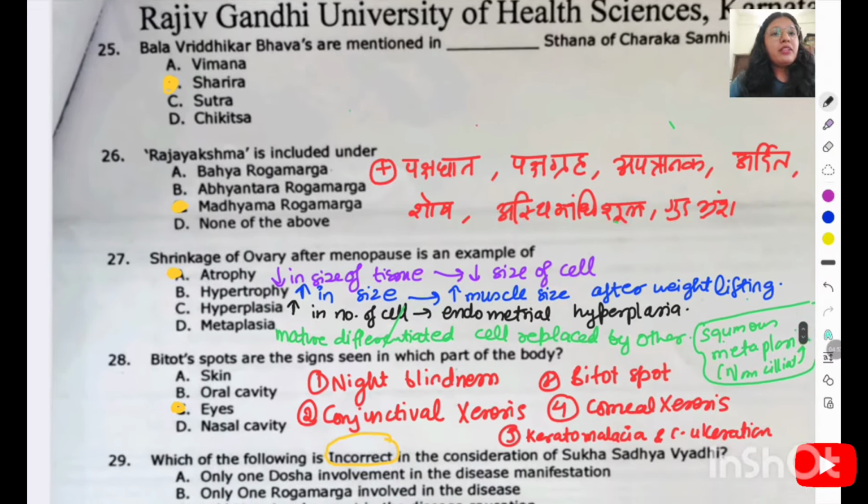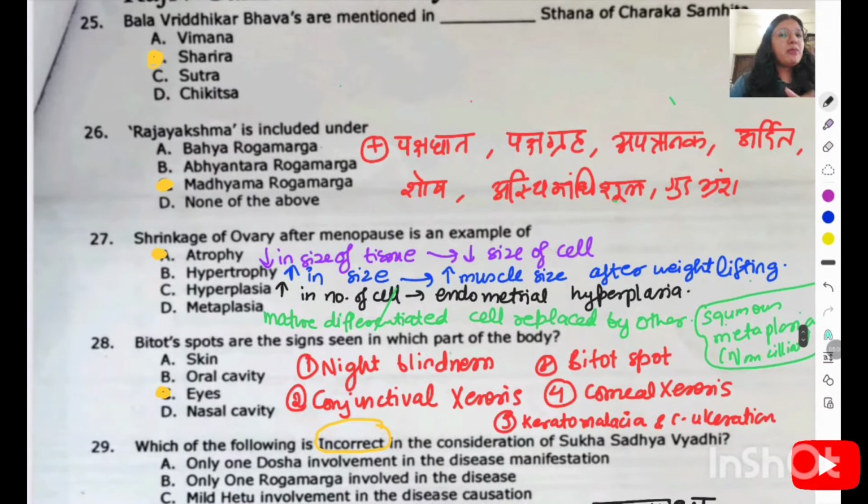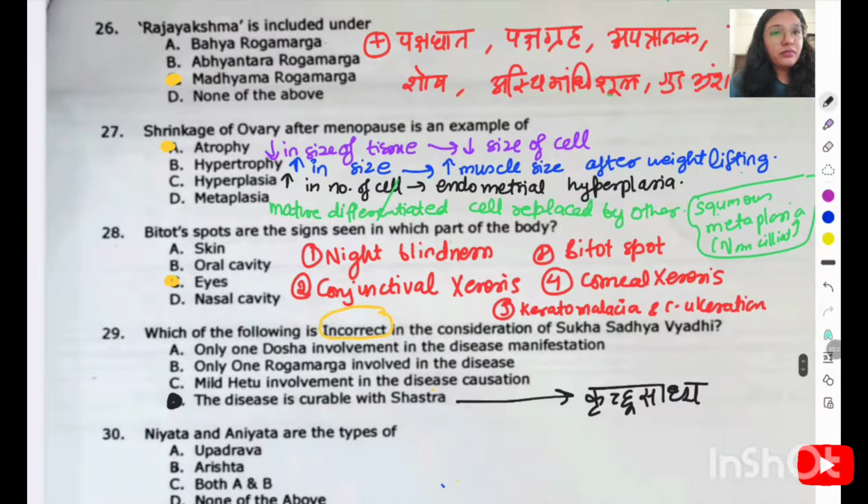Next, the Bala Vriddhikara Bhava are mentioned. Generally, the Bala Vriddhikara Bhava is mentioned in the Sharira Sthana of the Charak Samhita. So the right answer will be option B. Rajakshma is included under Madhyama Roga Marga, and some of the other diseases I have written here, like Pakshaghata, Pakshagraha, Apatantrakam, Arditam, Sosham, and all the diseases of Sandhi and Asthi along with Guda Bhramsham, and all the Marma diseases are included in the Madhyama Roga Marga.